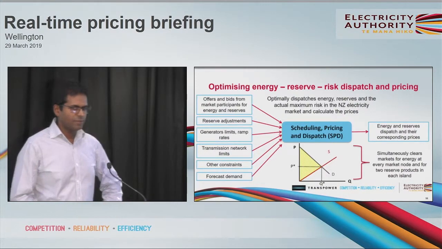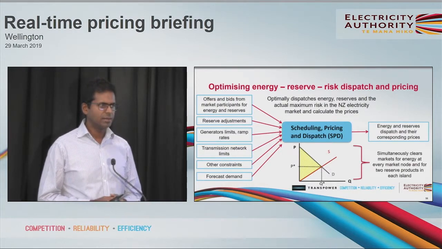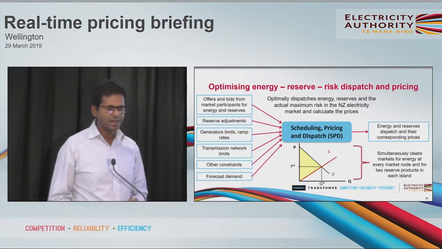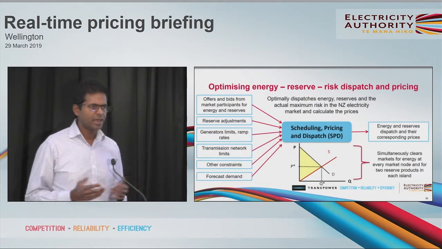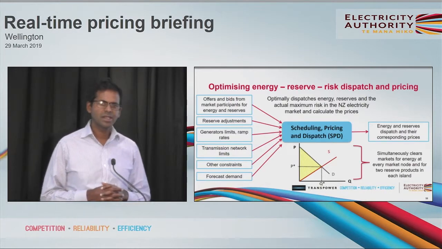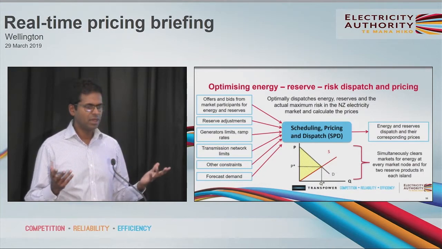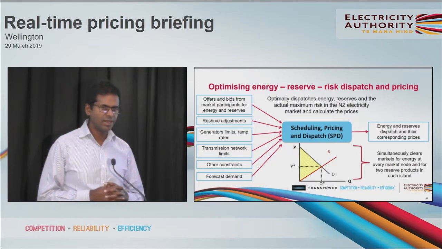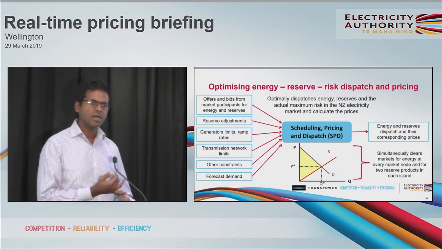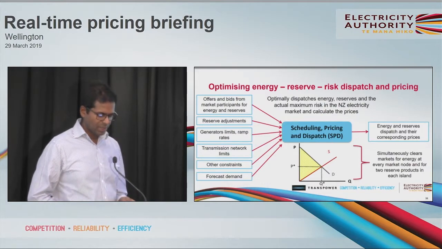Okay, so we'll start off with SPD, which is really the engine that calculates all of this stuff. It's important to recognize that SPD just uses the information it has. All it knows is these are the costs, and it gets these offers and bids in from participants. All it tries to do is say, what's the optimal allocation of these resources? The resources being energy and reserves. It says, this is what I want to do, but I need to take into account reserves, ramp rates, constraints, demand, and essentially it's trying to clear the market.